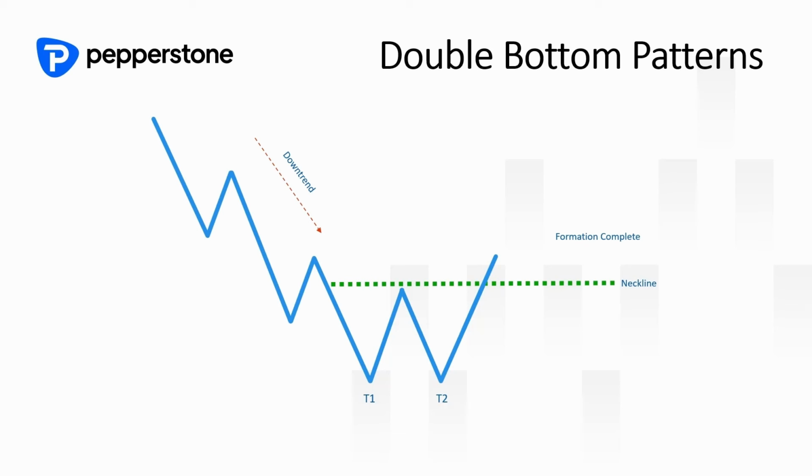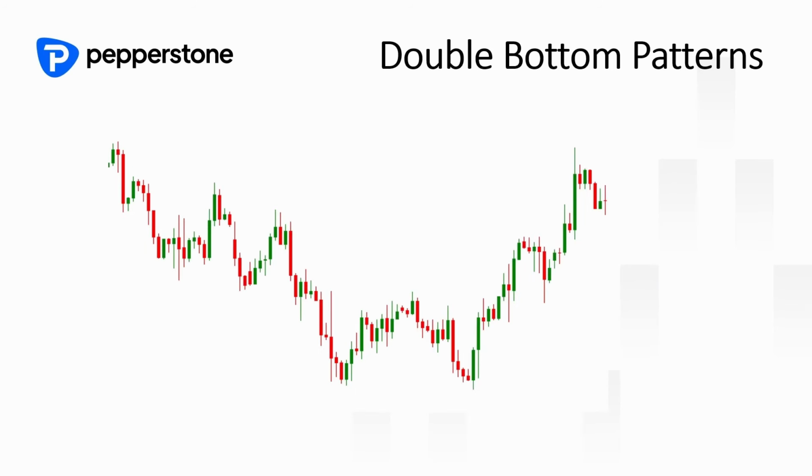A double bottom in the real market looks something like this. We can see that we've got a series of lower highs and lower lows. Once we've got that downtrend established, we can label the two troughs, T1 and T2, and draw the neckline that intersects the peak between those two troughs. Once we get the breakout candle, this formation is complete and ready to trade.